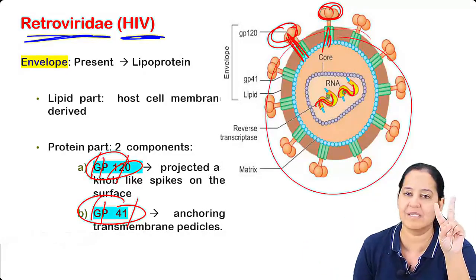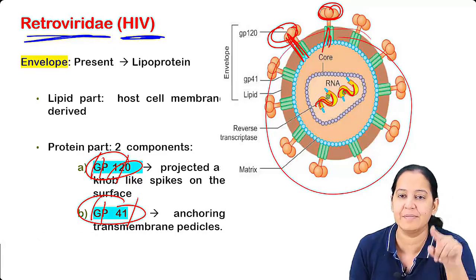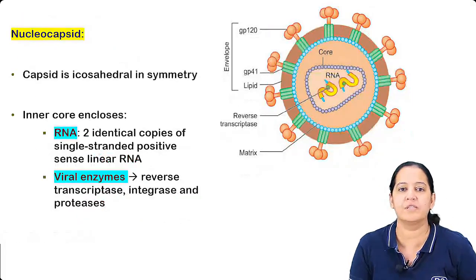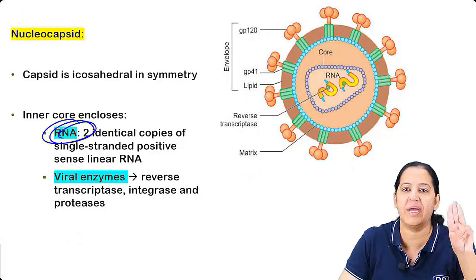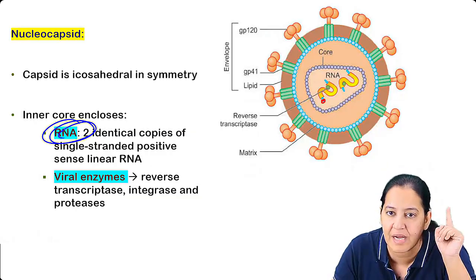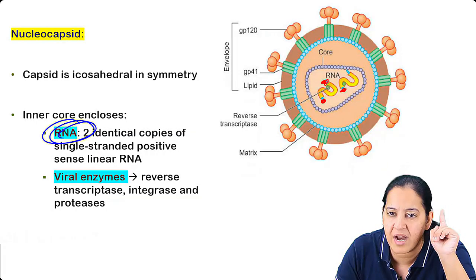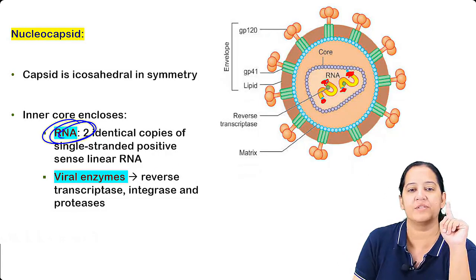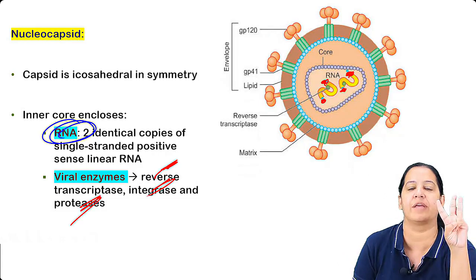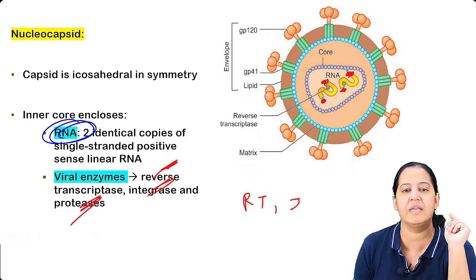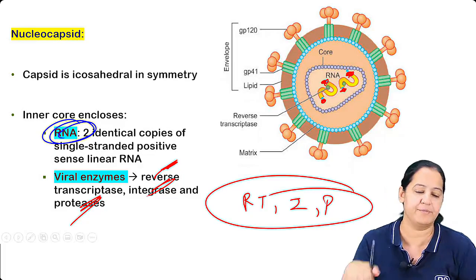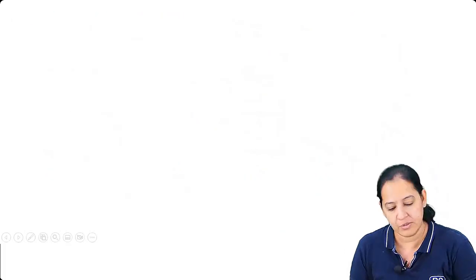In the core, 2 pieces of RNA are there and enzymes are attached on the RNA. 2 pieces of RNA तो है ही है. उसके साथ 3 enzymes are attached. Can you see? These are the enzymes which are attached with the RNA. है ना? So it is reverse transcriptase, integrase and protease. The 3 types of enzymes which are attached here. Got my point? So this is the diagram.